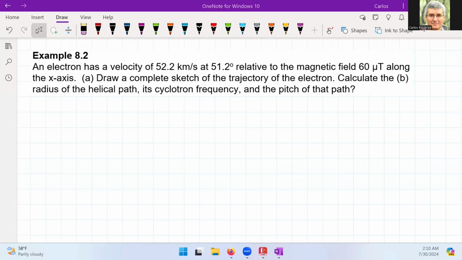Example 8.2. An electron has a velocity of 52.2 kilometers per second at 51.2 degrees relative to the magnetic field of 60 microtesla along the x-axis. A, draw a complete picture of the trajectory of the electron. Calculate the radius of the helical path, its frequency, and the pitch of that path.